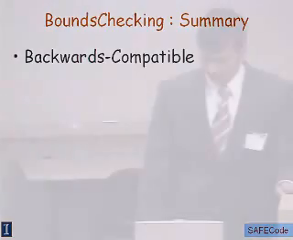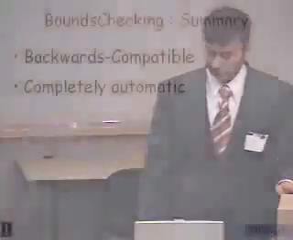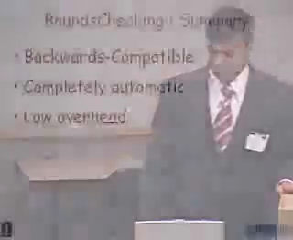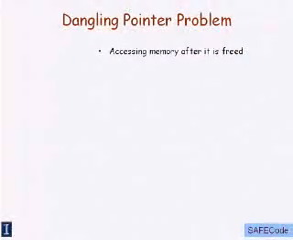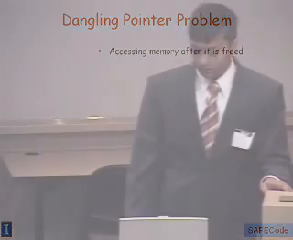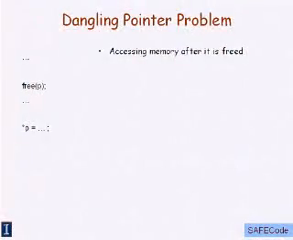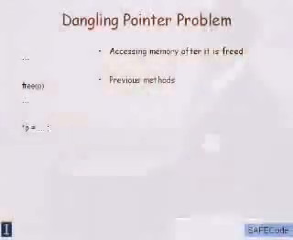To summarize, we have a backwards compatible bounds checking technique which is automatic and it has a low overhead compared to other approaches. And I'm going to spend very little time on the last part of this talk, efficient dangling pointer detection. We all know what the problem is: accessing memory after it's freed. So we have a free here and trying to access it after the pointer is freed.